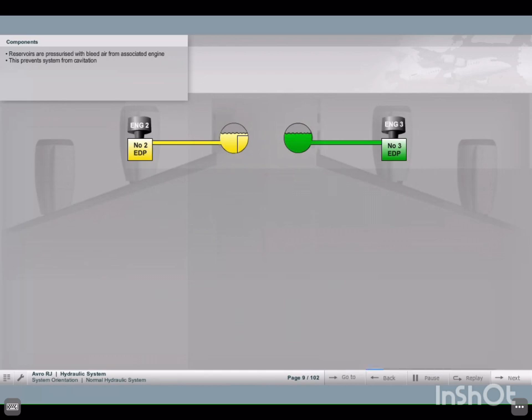The reservoirs are pressurized using bleed air from the same engine driving the engine-driven pump. This provides a positive pressure on the fluid to the pumps, which prevents air being drawn into the system. This is known as cavitation.